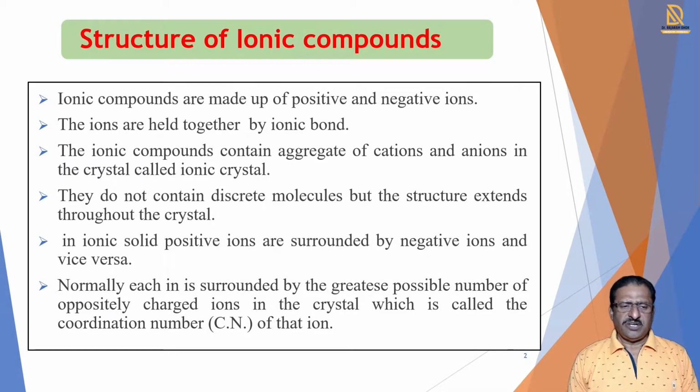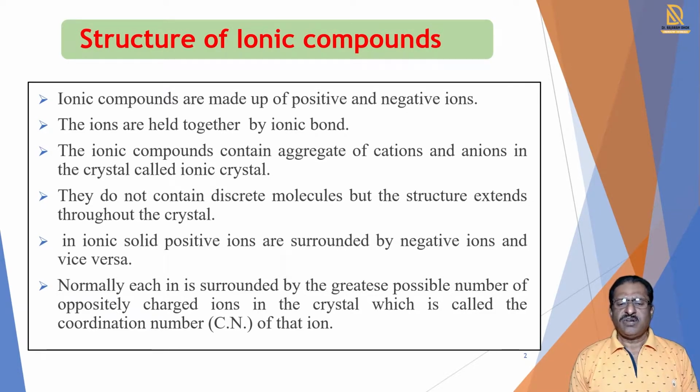So in this ionic crystal, they do not contain discrete molecules, but the structure extends throughout the crystal. In the ionic solid, positive ions are surrounded by negative ions. Again, a negative ion is surrounded by positive ions, and this continues up to a long or infinite distance in all three dimensions. So normally each ion in this structure is surrounded by the greatest possible number of oppositely charged ions, and when oppositely charged ions surround a central ion, this number is called the coordination number.